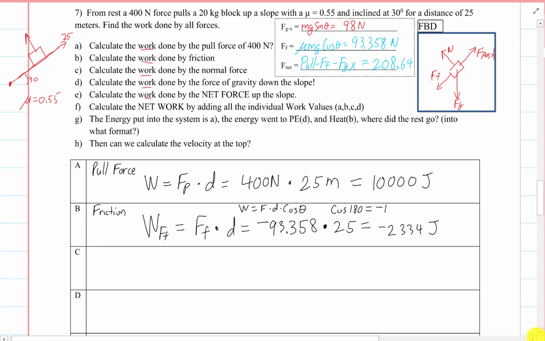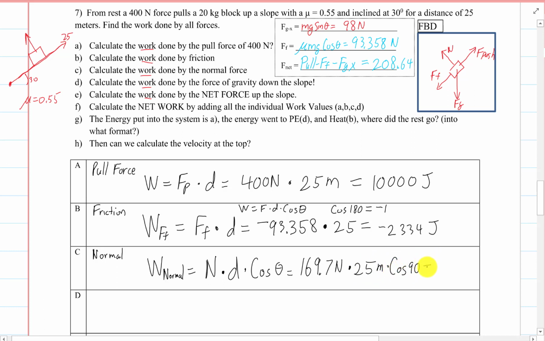C, the normal force. The work done by the normal force is going to be the normal force times the distance, and again, I'm just going to write it down here, cosine of the angle. And so the normal force, I haven't told it to you, but it's 169.7 newtons. And we have to multiply that by 25 meters, but we're also going to multiply it by the cosine of 90. That means they're perpendicular to each other, and that's just 0 joules. 0 J, because it's not moving in the direction that the normal force is.